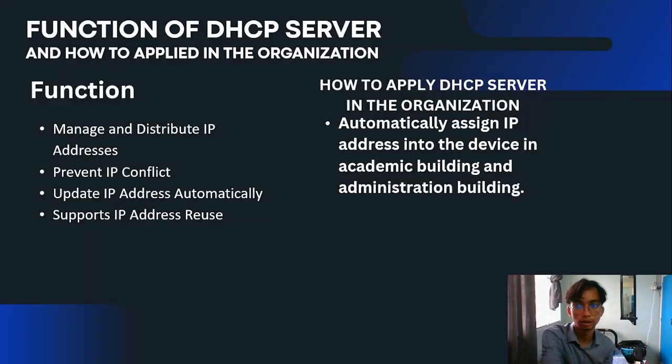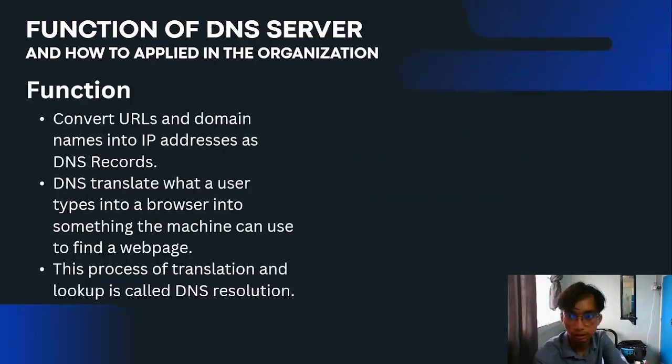So, the function of DHCP servers and how to apply it in an organization. The function is that it manages and distributes IP addresses, prevents IP conflicts, updates IP addresses automatically, and supports IP address reuse. So how do we apply the DHCP server in the organization? It automatically assigns IP addresses to devices in the academic buildings and the administration building.